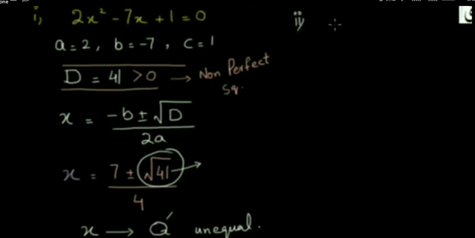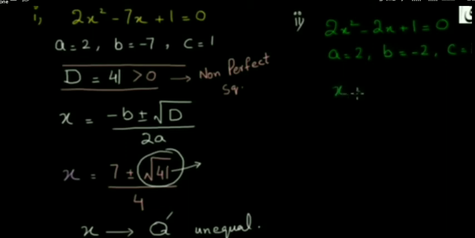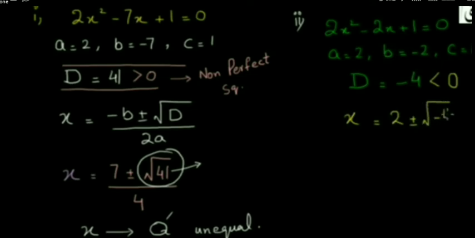In part 2, again I'm going to consider a standard quadratic equation, 2x square minus 2x plus 1 equals 0. After comparing, a is 2, b is minus 2 and c is 1. Calculating the discriminant b square minus 4ac directly gives minus 4, which is less than 0, a negative number. Keep the summary chart in mind, and here I apply this in the quadratic formula, writing minus 4 instead of b square minus 4ac.